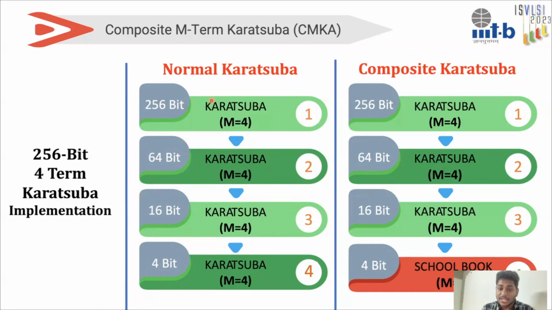This is how normal Karatsuba works. But for the composite Karatsuba, we are going to add a schoolbook algorithm at the last. As we initially discussed, this Karatsuba algorithm is most suitable for long bit widths. But here 4 bits is a very small bit width and the schoolbook algorithm is more efficient for these 4-bit multiplications. Since for smaller bit widths, the complexity of XOR gates is higher than the AND gates, it is good to go with the schoolbook algorithm for lower bits.